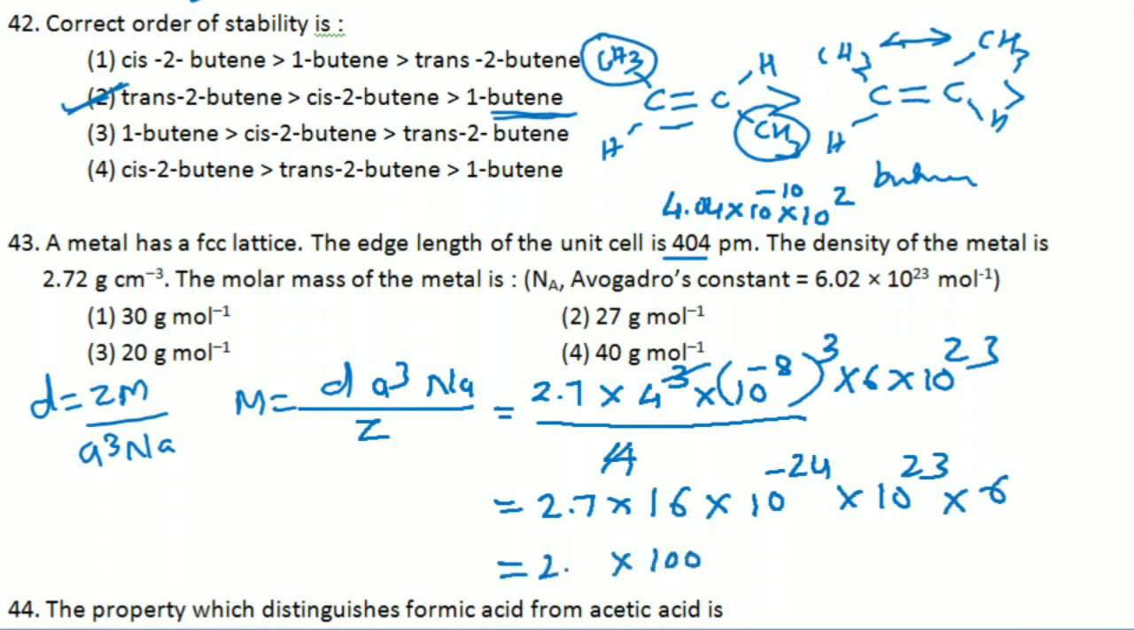100 into 2.7 approximately they are asking. So 100 into 2.7 is nothing but, remember, 270 into 10 to the power minus 1, because minus 24 plus 23 is minus 1. If you remove that, it is 27 grams. So 27 gram, option A, the second option, is the correct answer here.